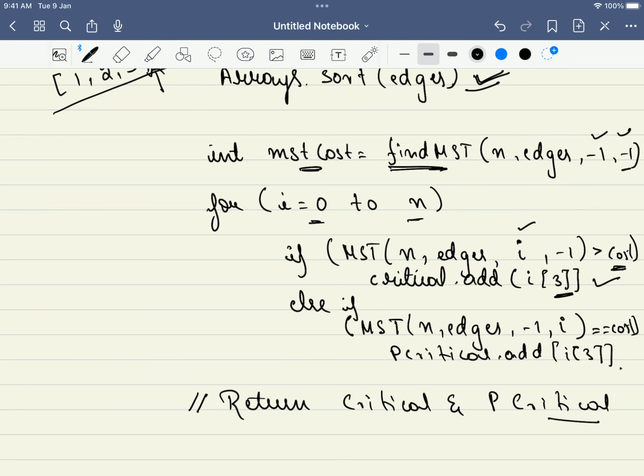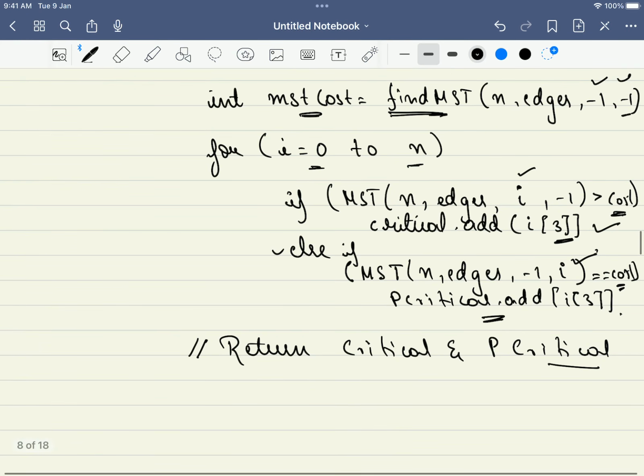Now, if it is not a critical edge, only in that case, we will make this edge compulsory and we will check the cost. If the cost is same, we will be adding it to the pseudo-critical edges. However, if the cost is more, it is not a pseudo-critical edge, right? Finally, we will be returning the critical and the pseudo-critical edges after combining them. So this will be our answer.